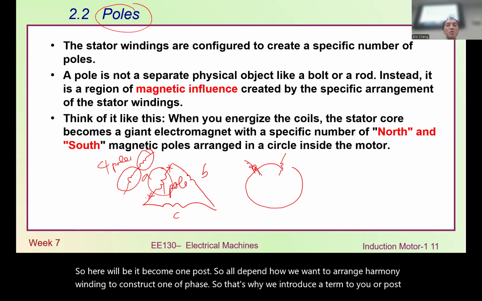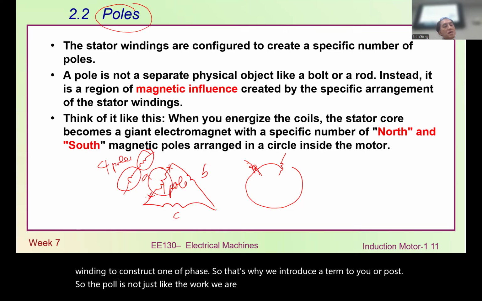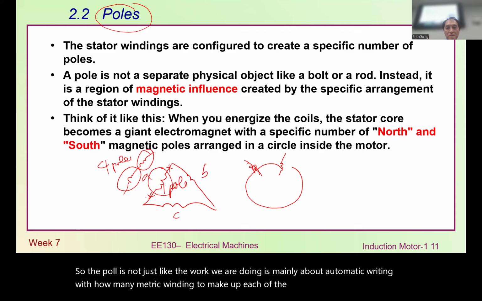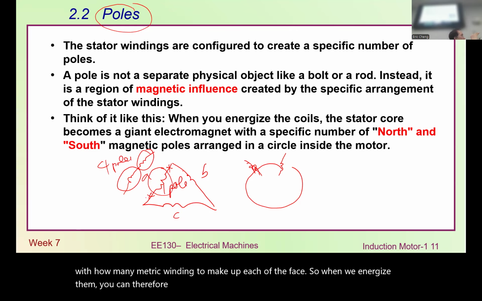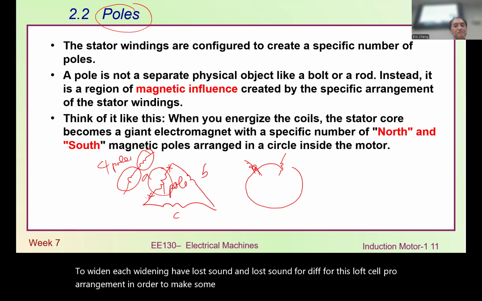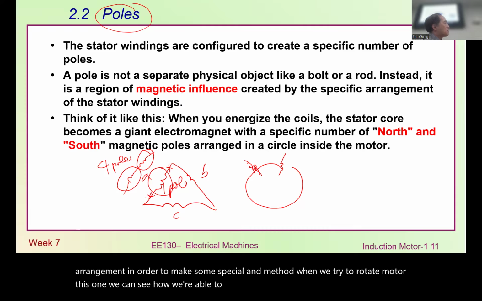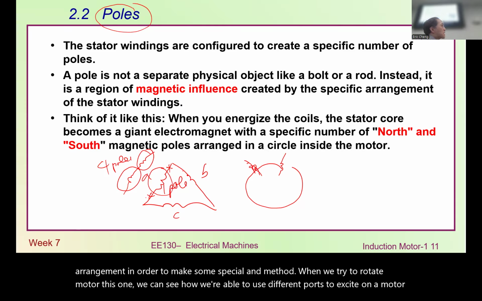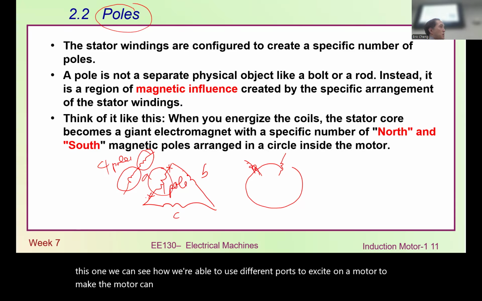So the pole is not just like a rod; it's mainly about magnetic winding making up each of the phases. When we energize them, we can therefore create two windings. Each winding has north, south, and north, south, in this north-south pole arrangement, in order to make some special method when we try to rotate a motor. Later on, we can see how we're able to use different poles to excite a motor so that the motor can rotate slower than before.